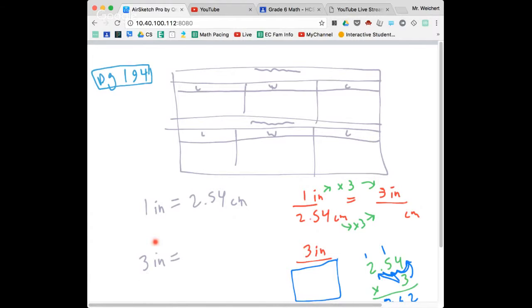So if we want to know, hey, this 3 inch long worm, how many centimeters is it? We just found that it is 7.62 centimeters. And we have this proportion, 1 inch. So every 2.54 centimeters, for every 3 inches, there are going to be 7.62.